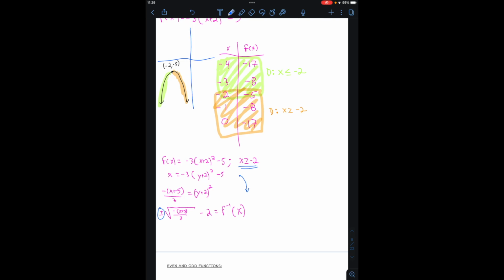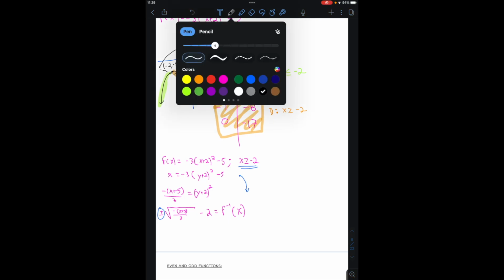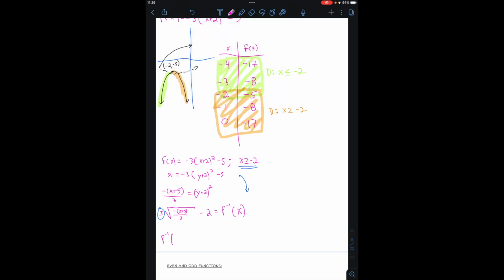So if we take that parabola and we imagine turning it sideways for our inverse, right, if it's -2, -5, it would be -5, -2. So we'd have a positive piece and a negative piece. And the positive piece corresponds to the positive half of the domain, the negative piece corresponds to the negative half. So my actual f inverse is going to be the positive square root of (-x + 5)/3, minus 2.